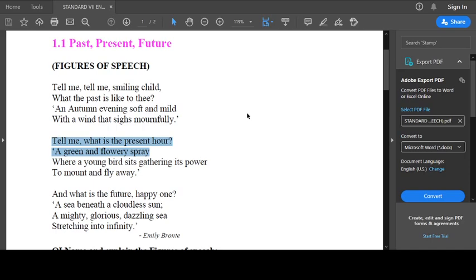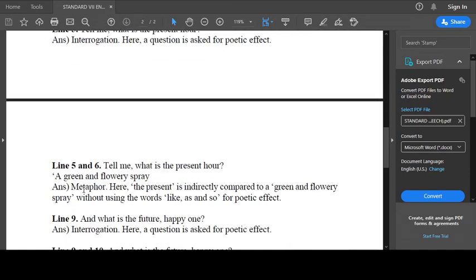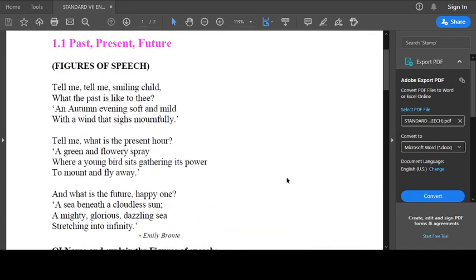It is metaphor. Simile is what? Direct comparison using like, as, and so. And metaphor is what? Indirect comparison without using like, as, and so. So here there is an indirect comparison between the present are and a green and flowery spray. So how will we write the answer? It is metaphor. Why is it metaphor? Because here the present is indirectly compared to a green and flowery spray without using the words like, as, and so for poetic effect. So you understood the difference between simile and metaphor. Simile is direct comparison using the words like, as, and so, and metaphor is indirect comparison without using the words like, as, and so. Now we'll see lines 7 and 8.